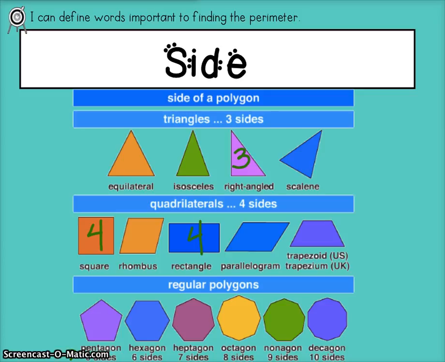So it is very important that you remember how many sides there are. So once you get to finding the perimeter, you make sure that you have gotten all of the sides in your measurements. And remember, third graders, that the word quad means 4. So quadrilaterals are any shape with 4 sides.